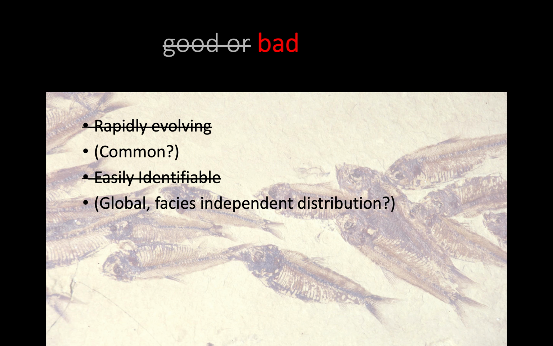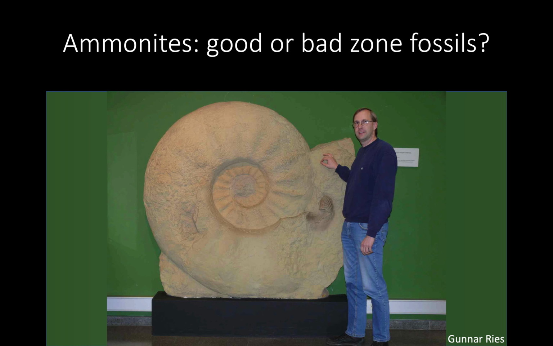So are fish good or bad? They're not so great. They're not rapidly evolving. They're not necessarily easily identifiable. They are global, and some of them have a facies independent distribution, and fish fossils aren't uncommon, but still not great. We can do better.